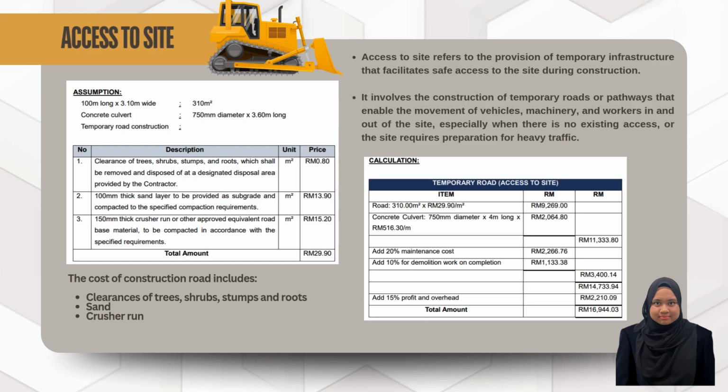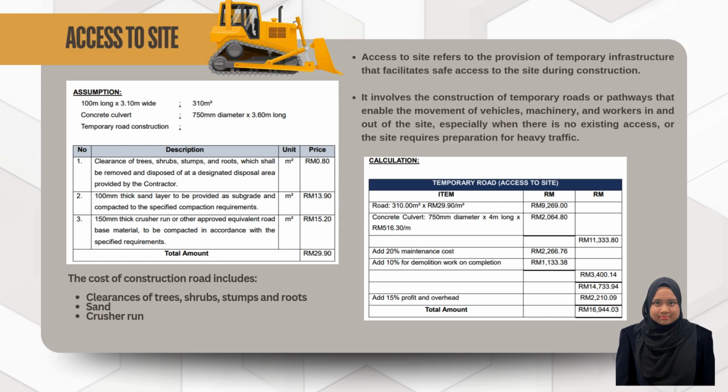There are three assumptions that have been made for this item. First, the area of road is 310 meters square, and the second one is concrete covered with 750 millimeter diameter, and then the cost of construction road, which includes the clearance of trees, shrubs, stumps, and roots, and the cost of sand and crusher run. So the total cost is 29 ringgit 90 cents.